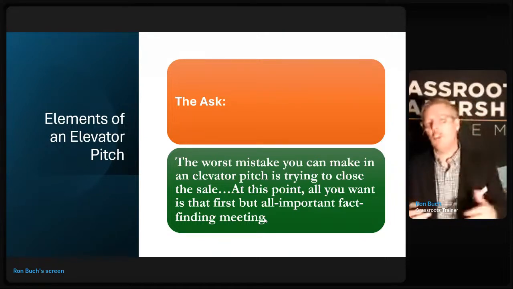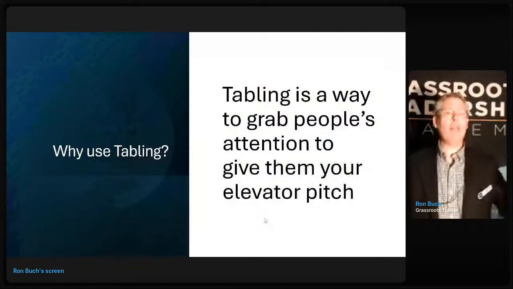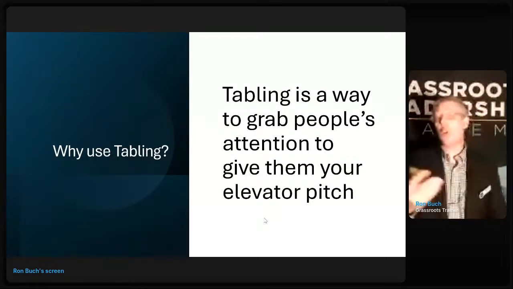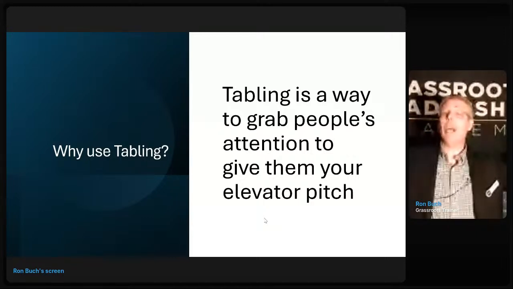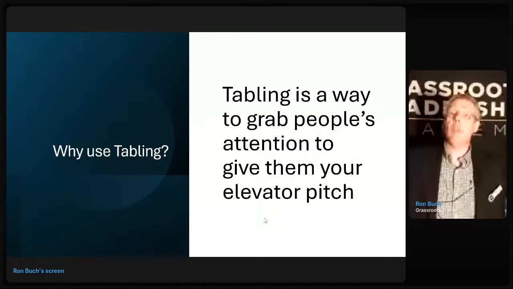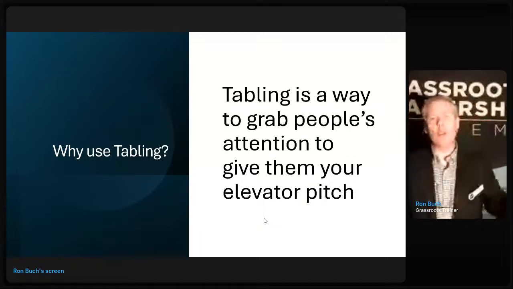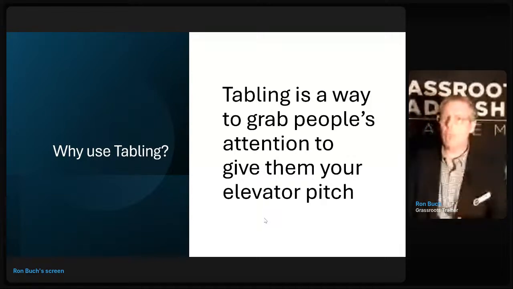One of the places that you can use the elevator pitch is tabling events. Tabling events are opportunities where you can go to a community event. Maybe you go to a conference somewhere. Maybe you go to someplace else where you're able to have a vendor space. And in that vendor space or that conference or that community event, you're able to have a table. And on that table, you're talking about what you're doing. And you're trying to find those folks who are at that conference or that community event that might be interested in what you're trying to do.